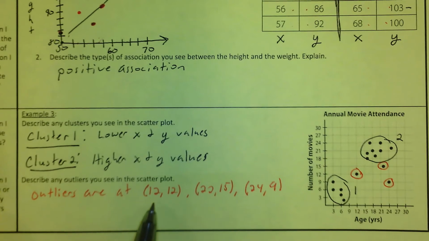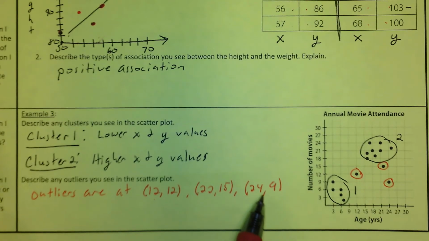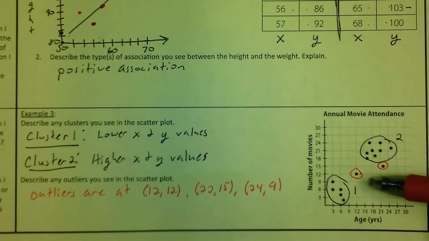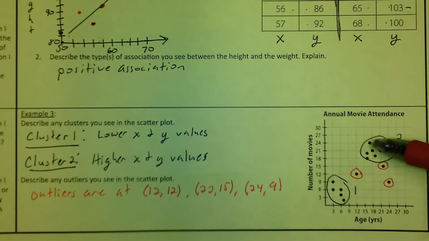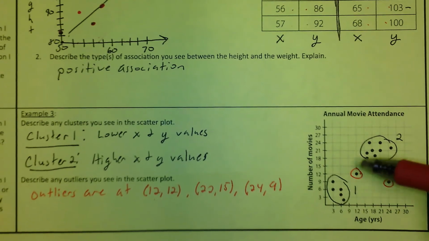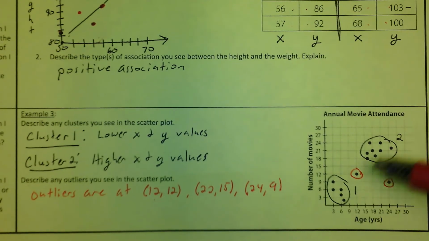So what that means is that when they were 12 years old, they only saw 12 movies that year. When they were 22, they only saw 15 movies that year. And when they were 24, they only saw 9 movies that year. Now, outliers can be described, and we can identify them because they're not near the other cluster of points. So if we just look, we should be able to tell, like, hey, this is nowhere near the cluster. This is kind of close, but it's still far enough away that we can call it an outlier. And then this one is nowhere near any of the clusters.